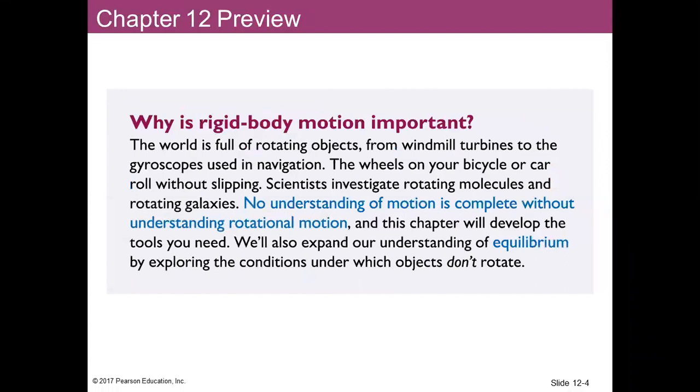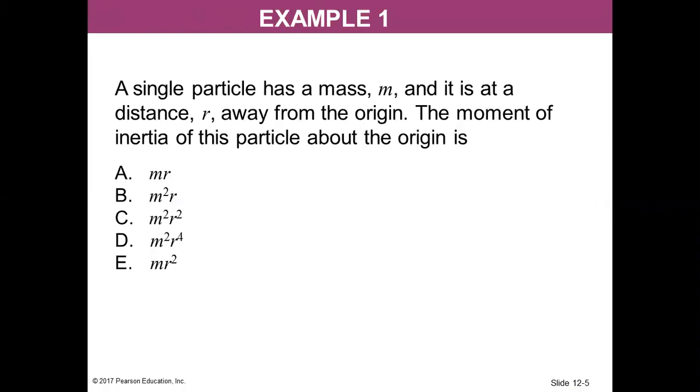Why is rigid body motion important? We know that the world is full of rotating objects, from windmills, turbines, wheels, and all those things. So let's consider this example. A single particle has a mass m and it is at a distance r away from the origin. The moment of inertia of this particle about the origin is, check A.